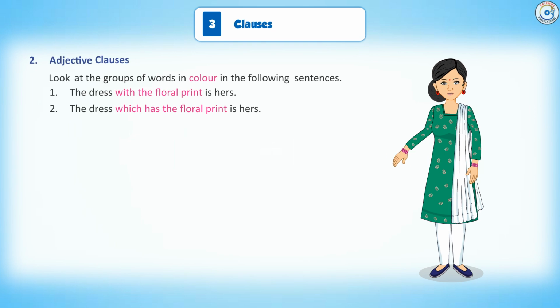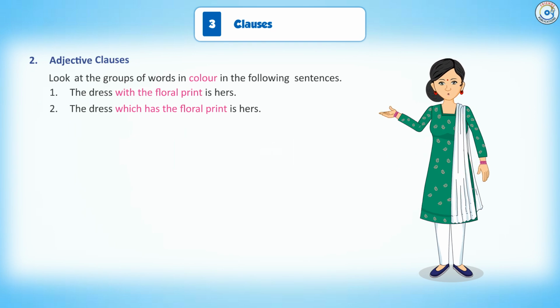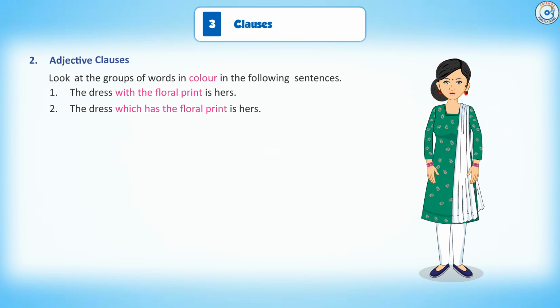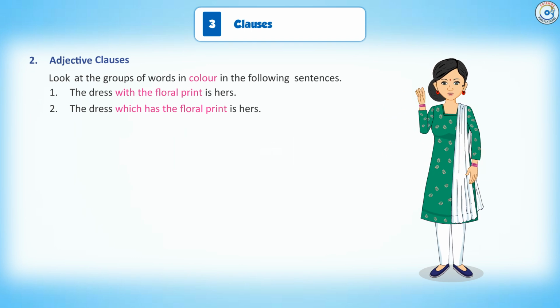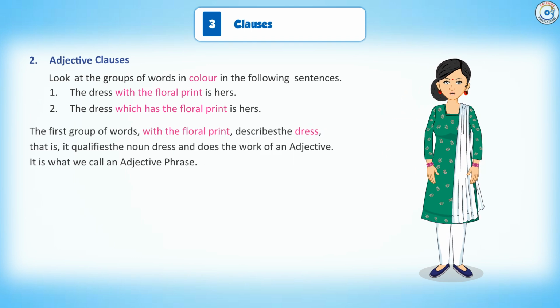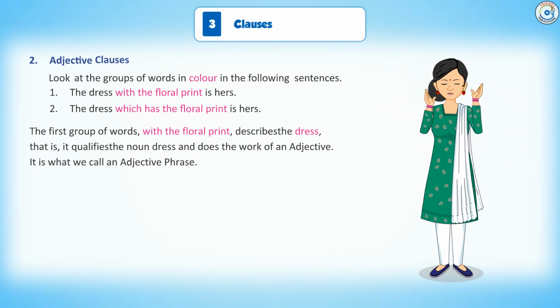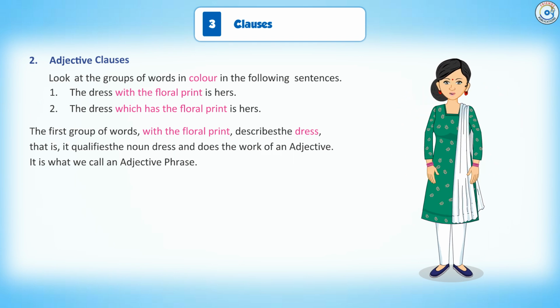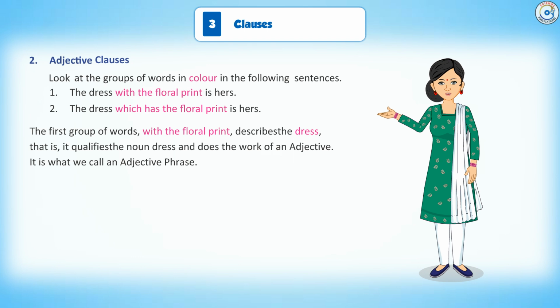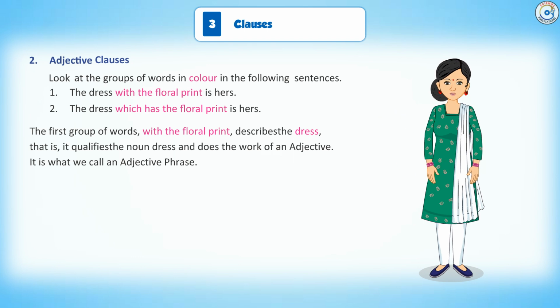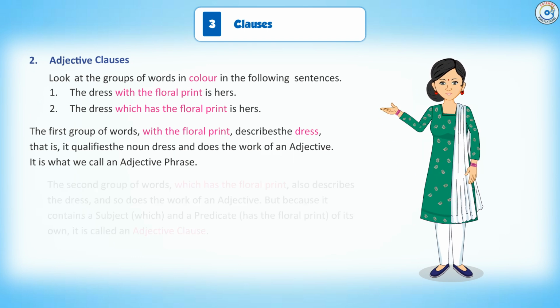2. Adjective clauses. Look at the groups of words in color in the following sentences. The dress with the floral print is hers. The dress which has the floral print is hers. The first group of words, with the floral print, describes the dress, that is, it qualifies the noun dress and does the work of an adjective. It is what we call an adjective phrase.